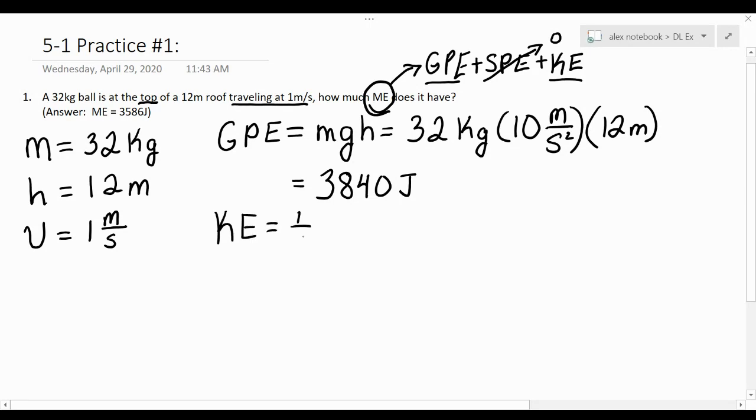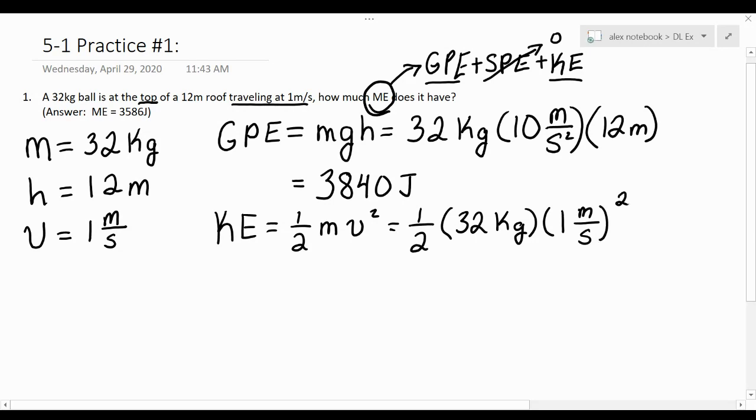Kinetic energy is half of the mass times the velocity squared. So 1/2 of 32 kilograms, using that once again, times the velocity of 1 meter per second, which gets squared. 1 squared is just 1. 1/2 of 32 is 16. 16 joules is our answer.